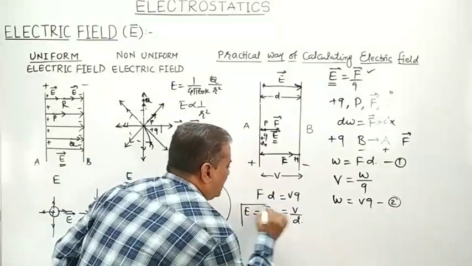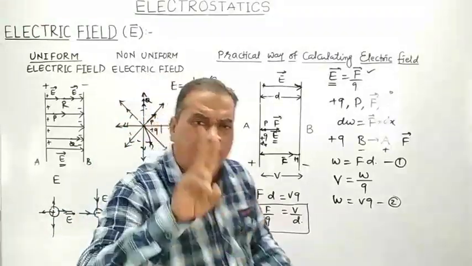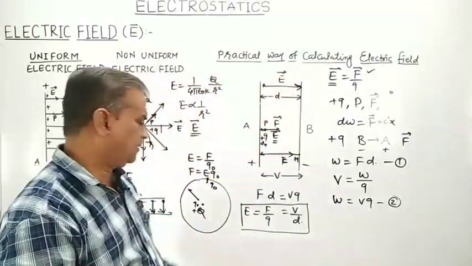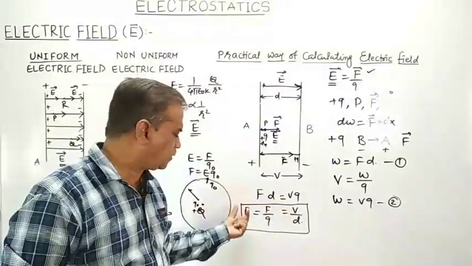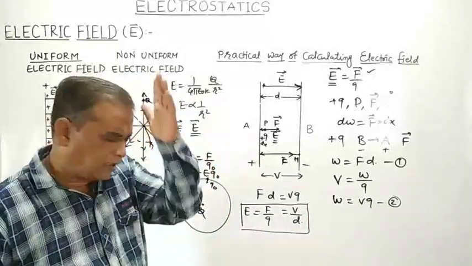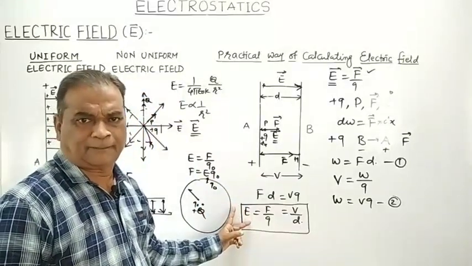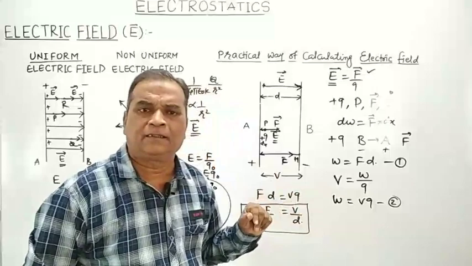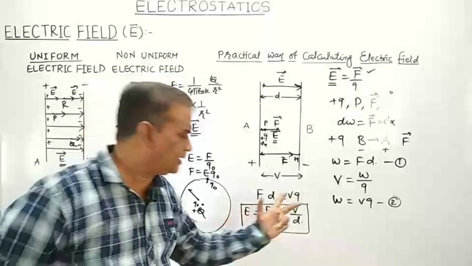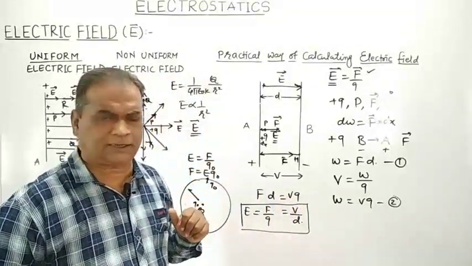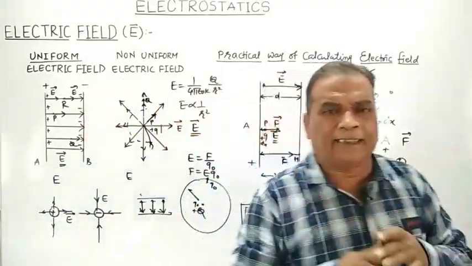So electric field intensity can now be defined in two different ways. The first definition: force experienced per unit charge is called electric field intensity. Or one can also define electric field intensity as potential gradient, that is potential difference per unit what? Distance. Potential difference per unit distance, or potential gradient, is also defined as the electric intensity.